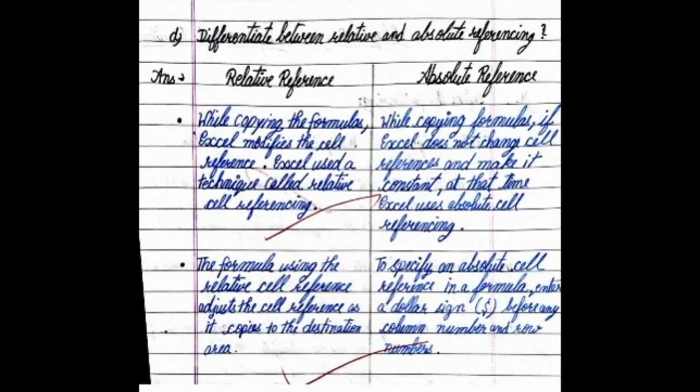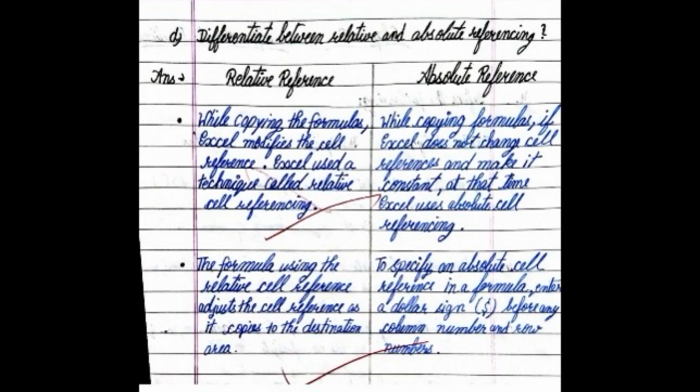Next is differentiate between relative and absolute referencing. So in case of relative reference, while copying the formulas, Excel modifies the cell reference. Excel uses a technique called relative cell referencing. On the other hand, in absolute reference, while copying formula, Excel does not change the cell reference and makes it constant. At that time, Excel uses absolute cell references.